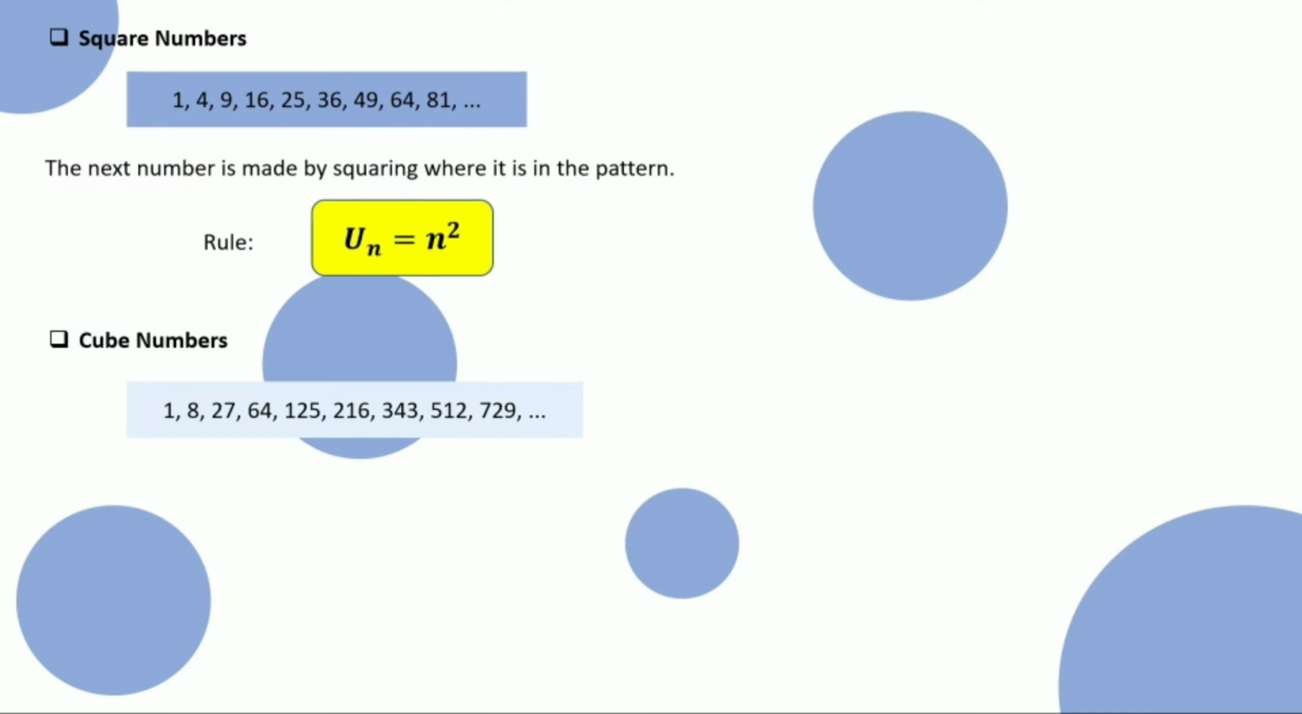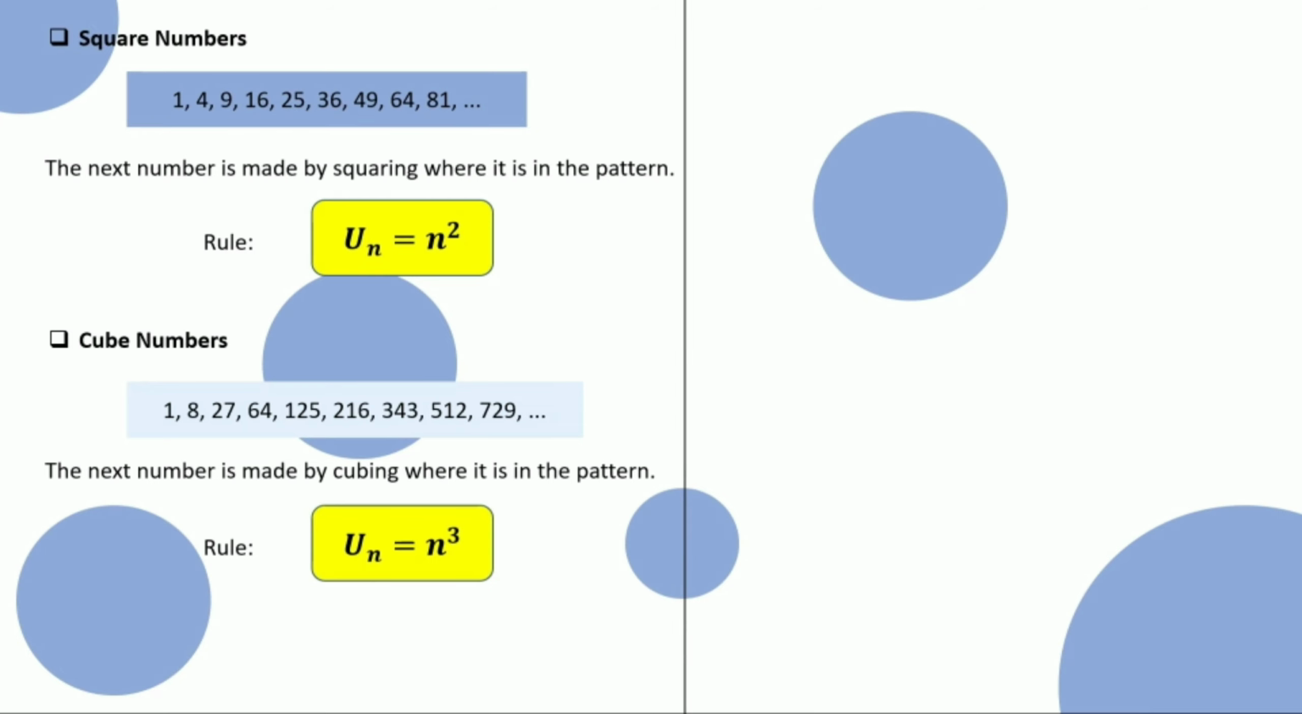Okay, next is cube numbers. For example, 1, 8, 27, 64, 125, 216, 343, 512, 729, and so on. The next number is made by cubing where it is in the pattern. The rule is un equals n cubed.